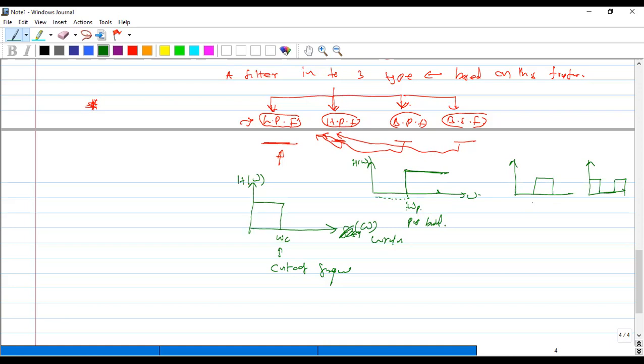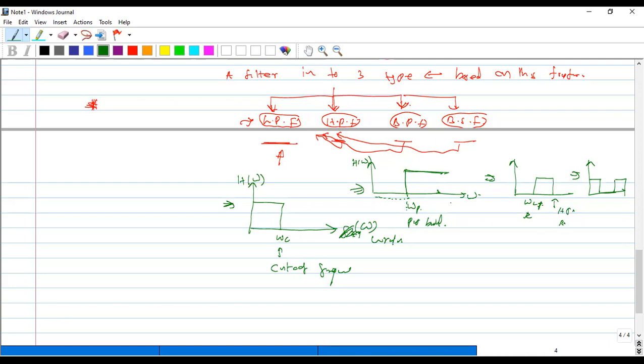So this is the lower pass band edge frequency, and then this is the higher pass band edge frequency. So these are the ideal responses for filters. I think you already know this, so I'm not going to explain this anymore.